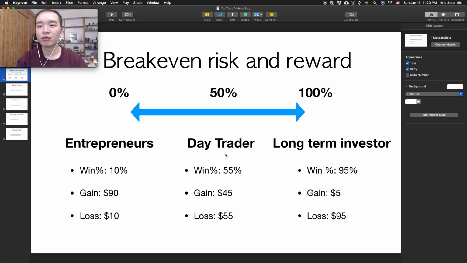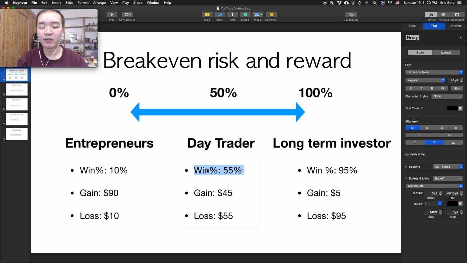So next, for day traders. Now for day traders, if you have a win ratio of 55%, then you need to have at least a gain of 45 and a loss of 55 in order to break even. So depending on how you play with the gain and the loss, which is basically your target profits and your stop loss, then you can create a net positive investing strategy or a trading system. So this is what you need to consider when you're coding or developing an investing strategy.